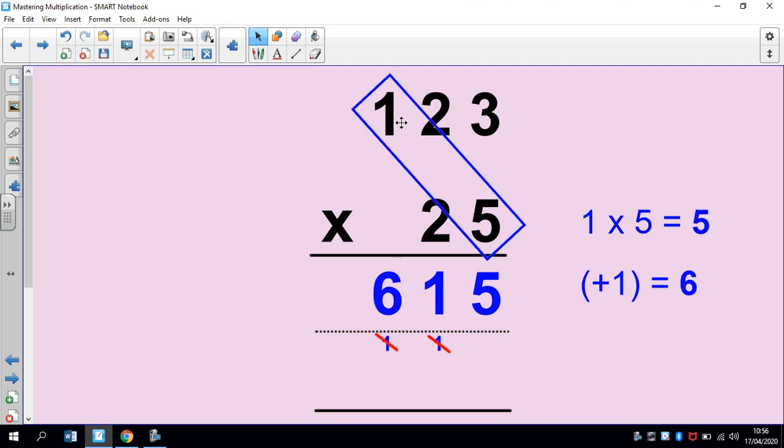Next step, obviously, we multiply 1 by 5 next, okay? Which should give us a product of 5, but again, we had a 1 that we'd regrouped underneath, so we've got to use it. In other words, we've got to add it, and 5 add 1 will give us 6. Nice and easy so far.